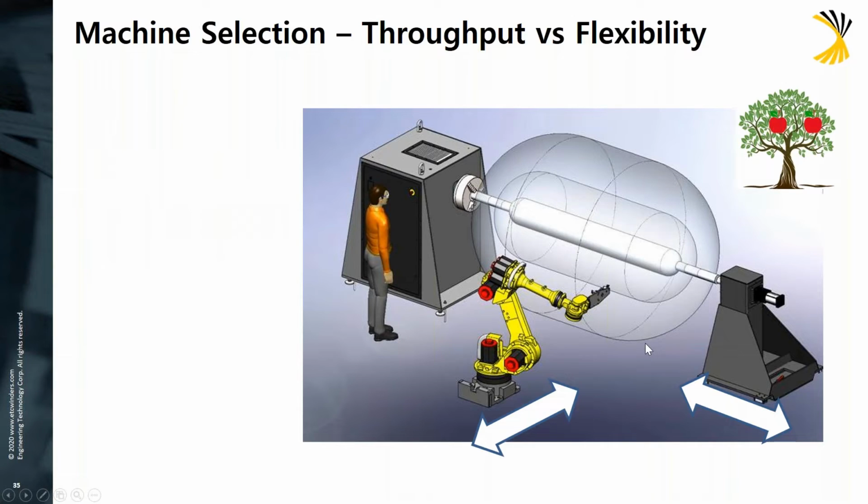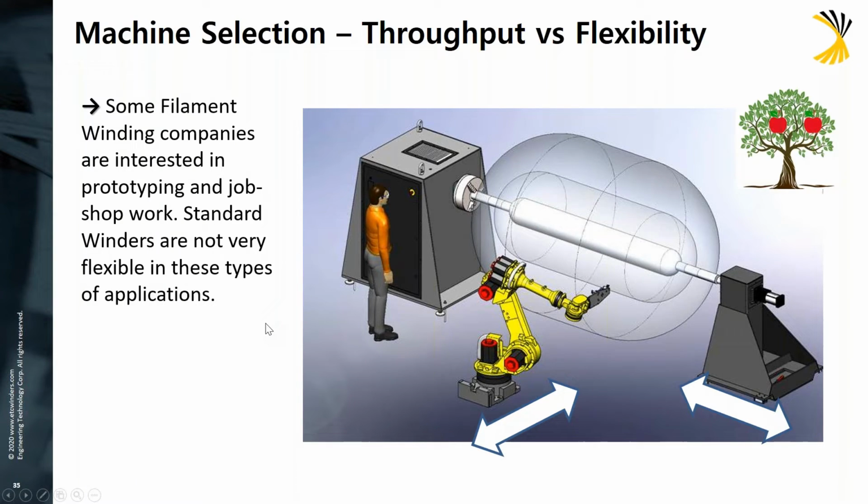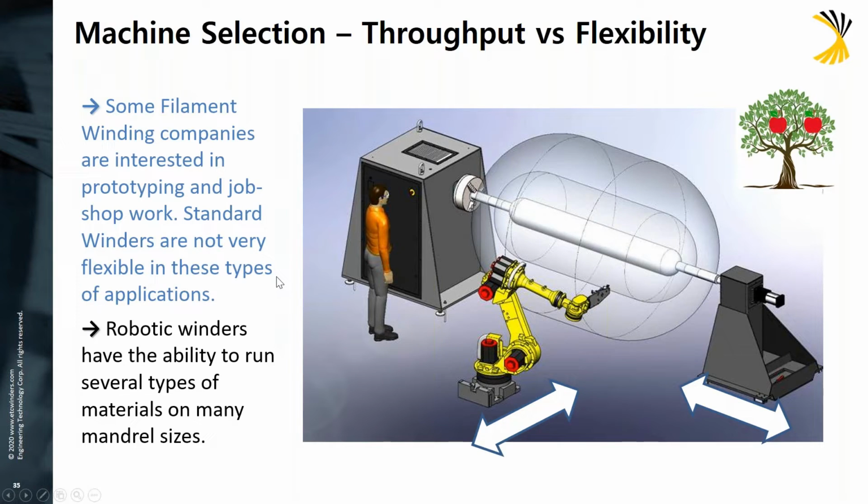But we also have customers that aren't looking for high volume, they're looking for higher flexibility. They could be a job shop, they could be a facility that does a lot of prototyping and doesn't necessarily know what they're going to be winding from one day to the next. And traditional filament winding machines are not flexible in these applications.